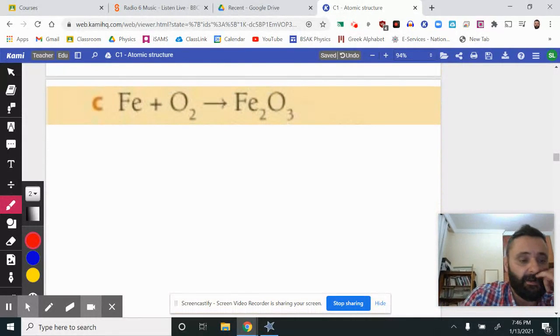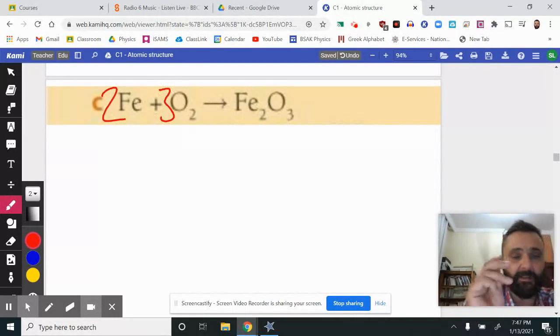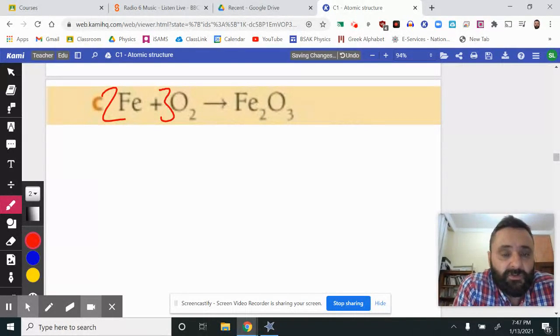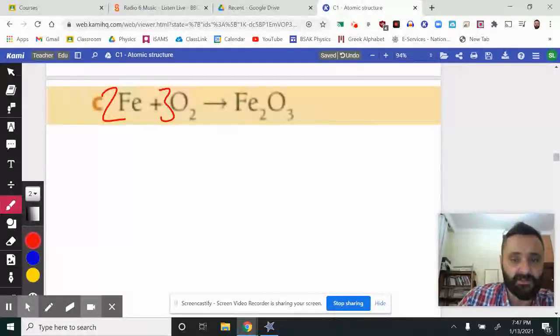Fe. So, an obvious thing, we've got 2 irons on the right. Let's make it 2 on the left. Now, oxygens. We've got 3 on the right, 2 on the left. Okay, so I think we've got to go. So again, this is where we've got to think, okay, multiples that have common factors. So how about 3 there? So we've got 6 oxygens.